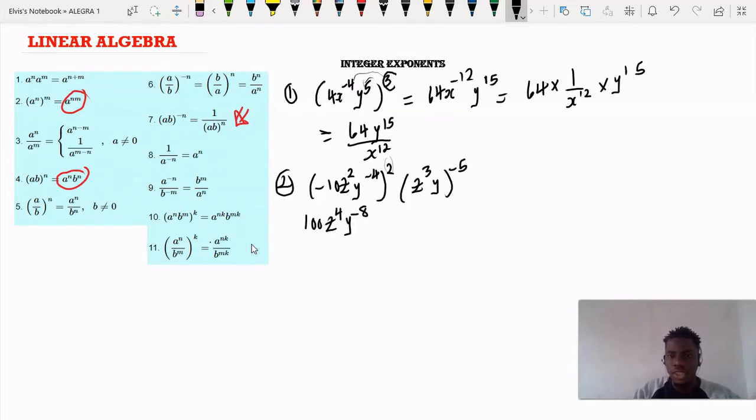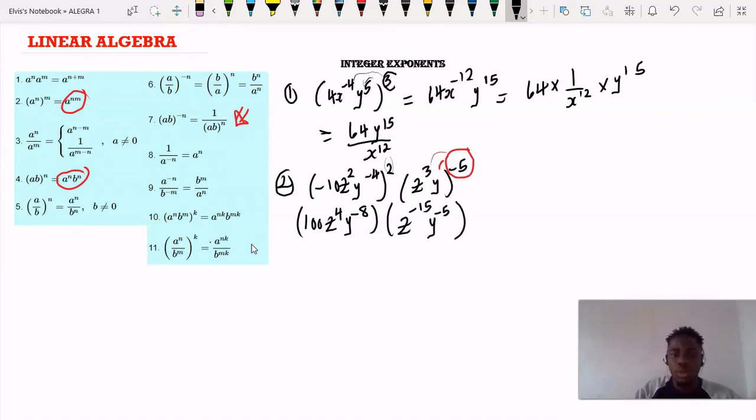As you can see, we also have -5 on the exponent, so we're going to multiply -5 with the values inside the parentheses. So this is z raised to the power of 3 multiplied by -5, which gives us -15. So this is z raised to the power of -15. Then multiply y raised to the power of -5.